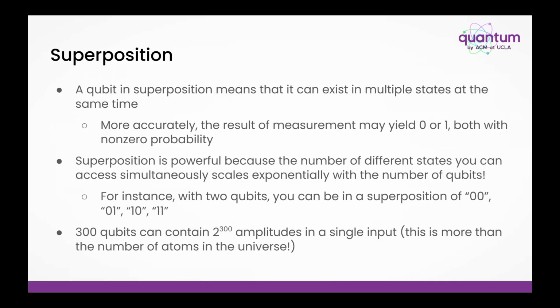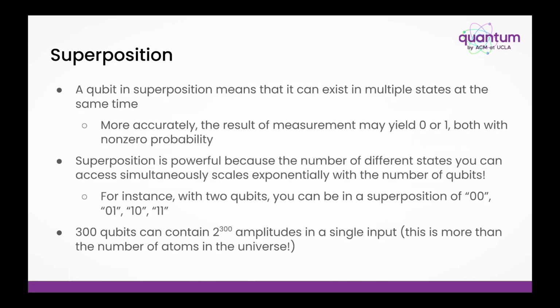Anyways, superposition is one of the quantum properties that makes qubits so powerful because the number of states you can access simultaneously scales exponentially as you increase the number of qubits. Just like how a single qubit in superposition can be both 0 and 1 without doing anything to it, with 2 qubits, you can be in a superposition of all the bit strings of length 2, i.e. the 0,0 state, the 0,1 state, the 1,0 state, and the 1,1 state.